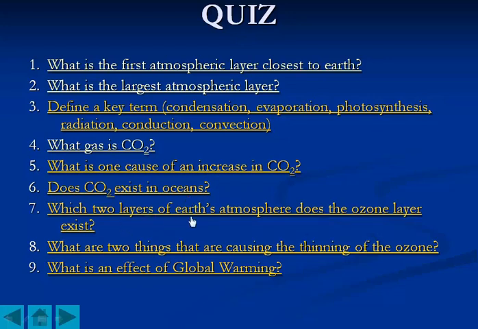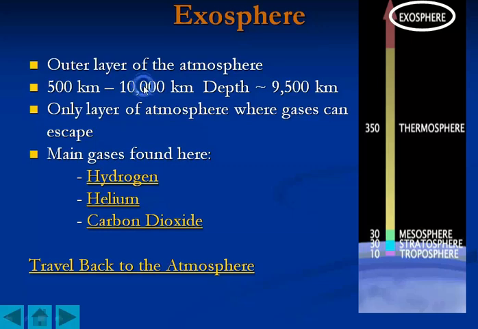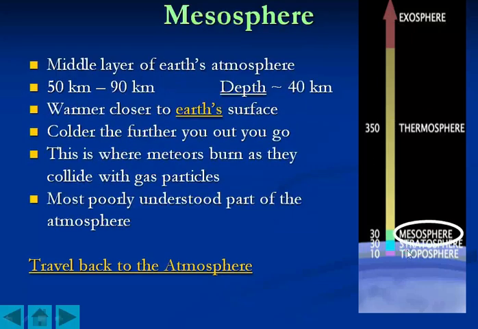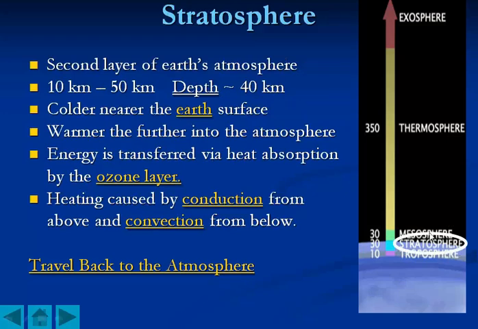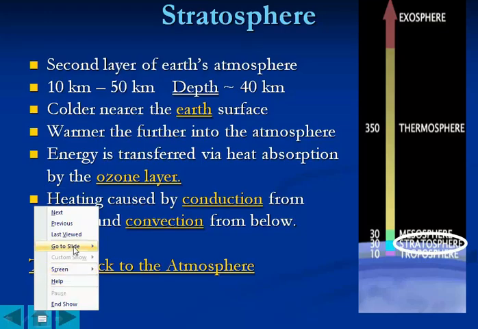Which two layers of Earth's atmosphere does the ozone layer exist between? So where you will find the ozone layer, it is at the boundary of the stratosphere. At the outer side of the stratosphere, you can say between the mesosphere and stratosphere, you will find there is a layer of ozone. That ozone gas is called the ozone layer.